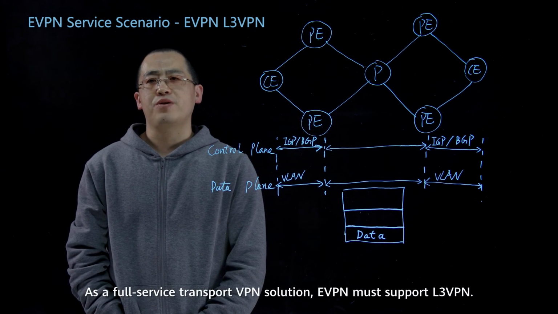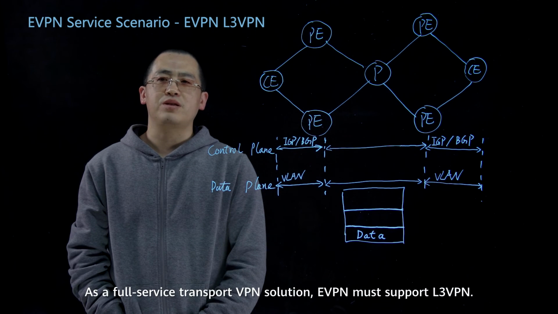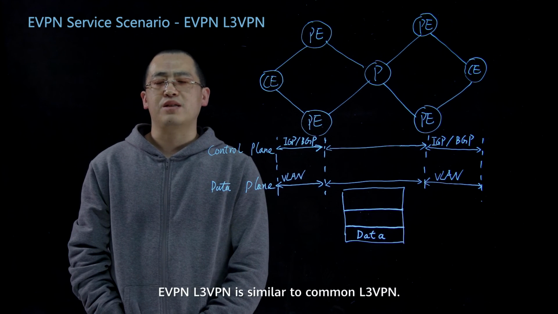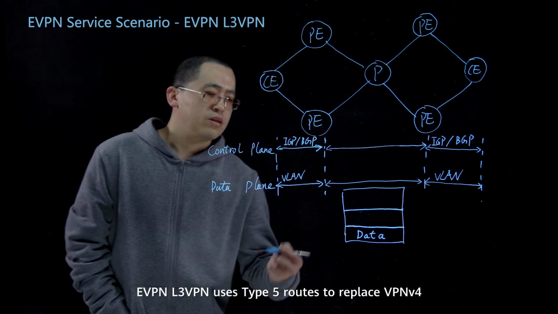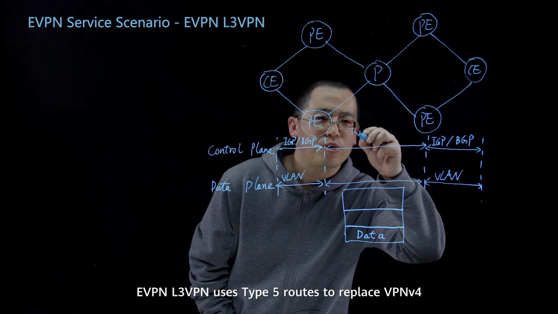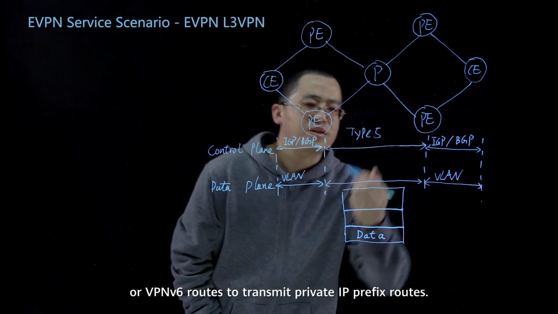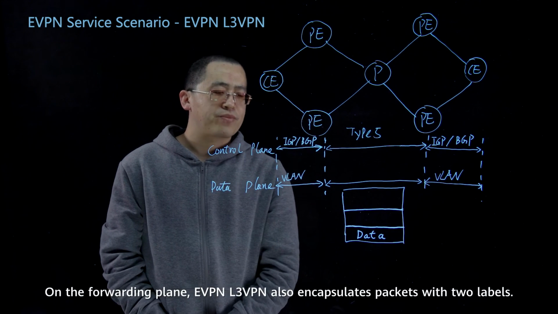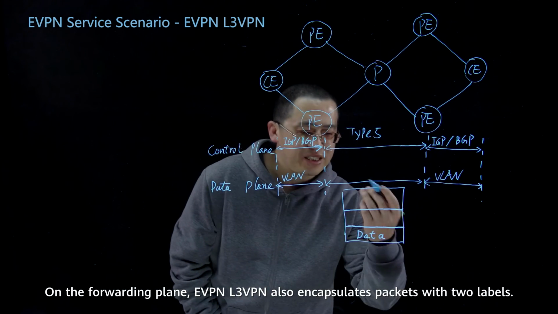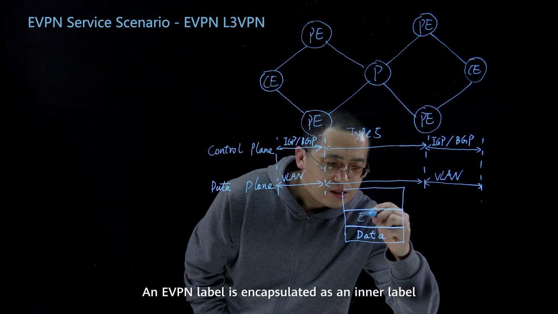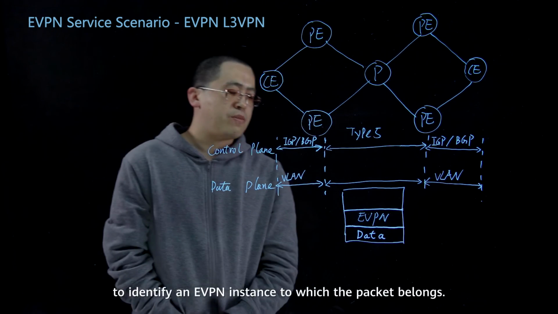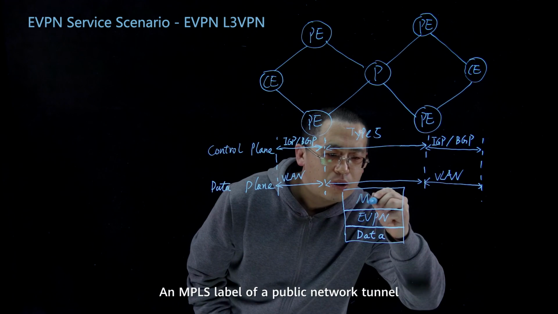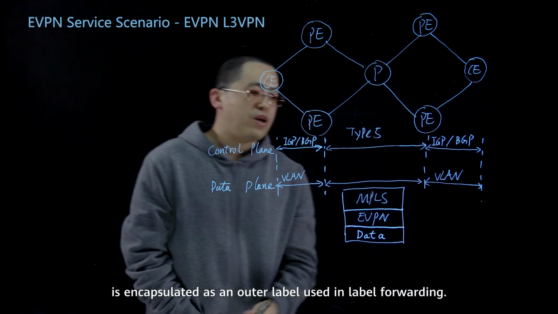As a full-service transport VPN solution, EVPN must support L3 VPN. EVPN L3 VPN is similar to common L3 VPN. On the control plane, EVPN L3 VPN uses Type 5 routes to replace VPNv4 or VPNv6 routes to transmit private IP prefix routes. On the forwarding plane, EVPN L3 VPN also encapsulates packets with two labels. An EVPN label is encapsulated as an inner label to identify an EVPN instance to which the packet belongs. An MPLS label of a public network tunnel is encapsulated as an outer label used in label forwarding.